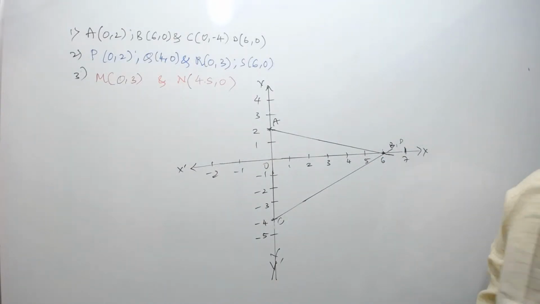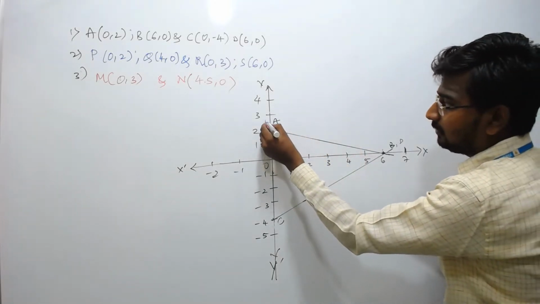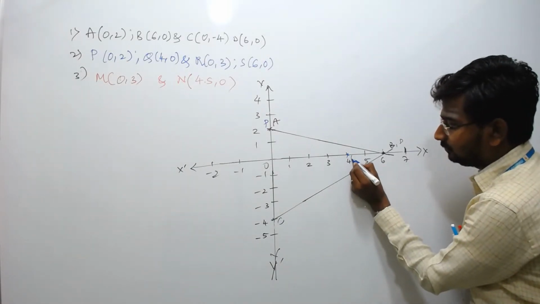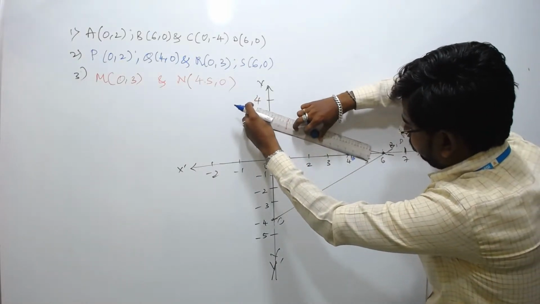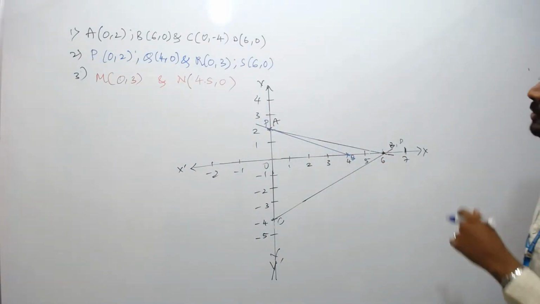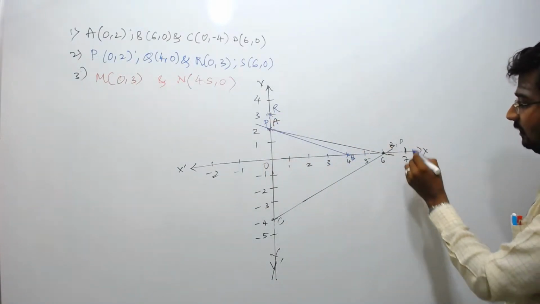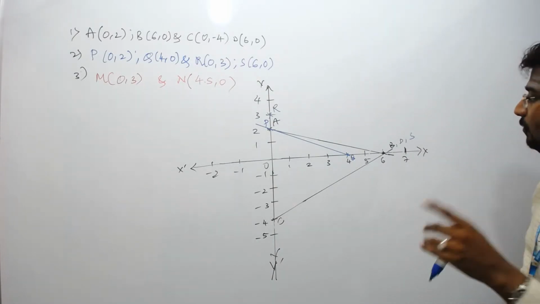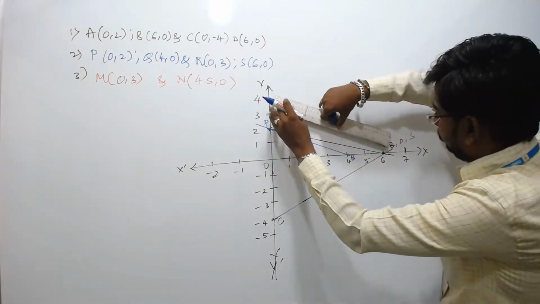It is blue. Let me draw with blue now. 0, 2. Again see here, point P is also the same. Somewhere I'll write here, point P. Q is 4, 0. Point Q. So join P and Q. Okay, then 0, 3 R. Here it is point R. Again see point S also. B point, D point, and S point all are intersecting at 6, 0. Join these two.